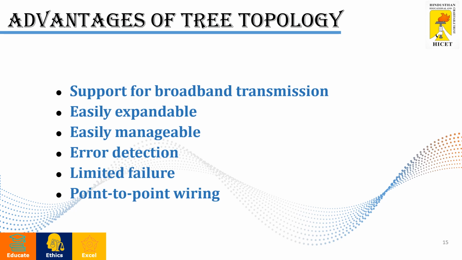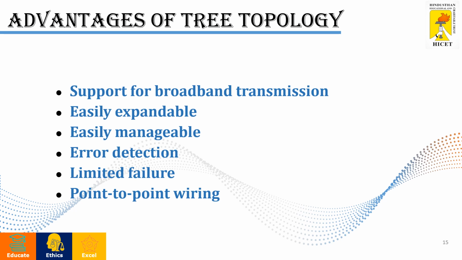In the tree topology, the whole network is divided into segments known as star networks, which can be easily managed and maintained, and it is easy to detect and correct errors in a tree topology.